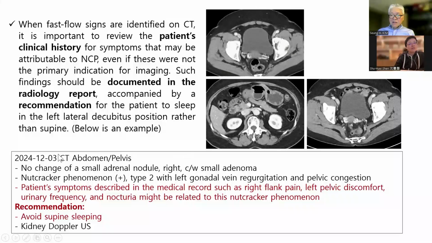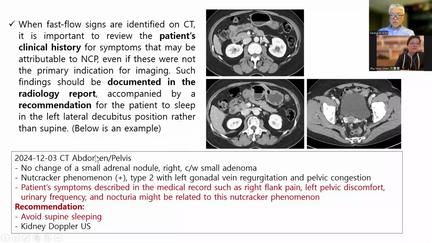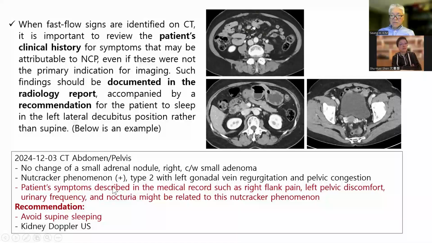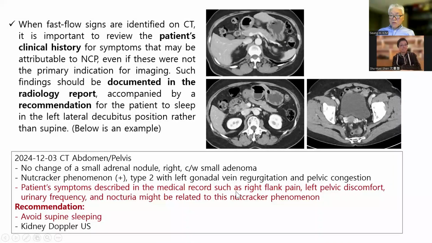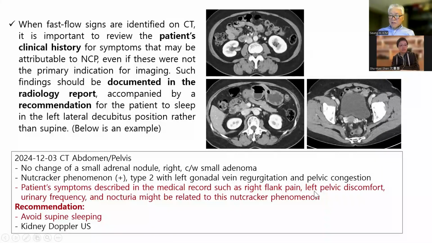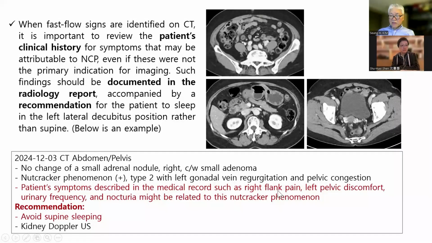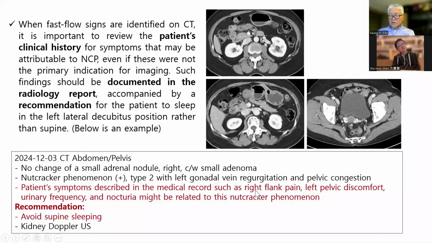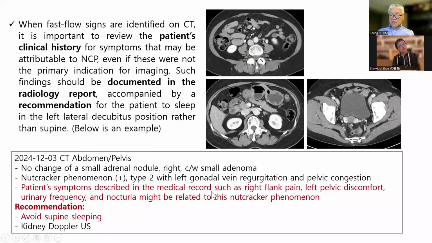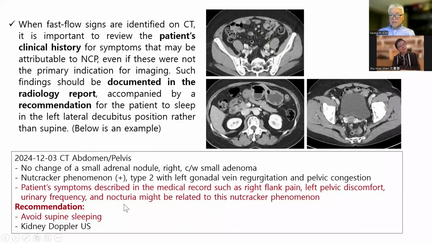And then we tried to see if this patient has Nutcracker syndrome, Nutcracker symptoms, or not. And we found that this patient has symptoms in the medical record. This patient has right flank pain, left pelvic discomfort, urinary frequency, and nocturia. The clinician described those symptoms in the medical record, but did not know what the cause of these symptoms was.